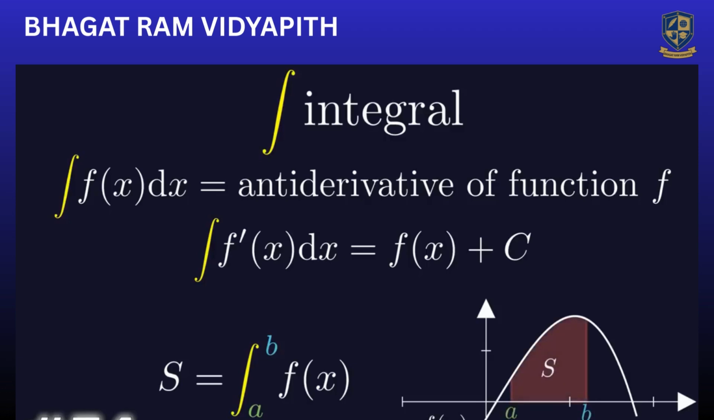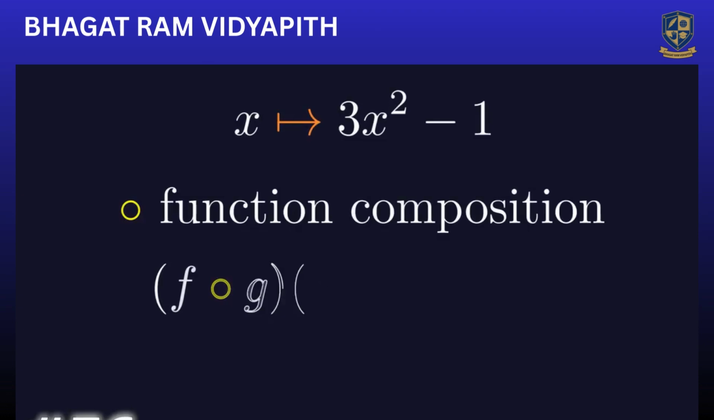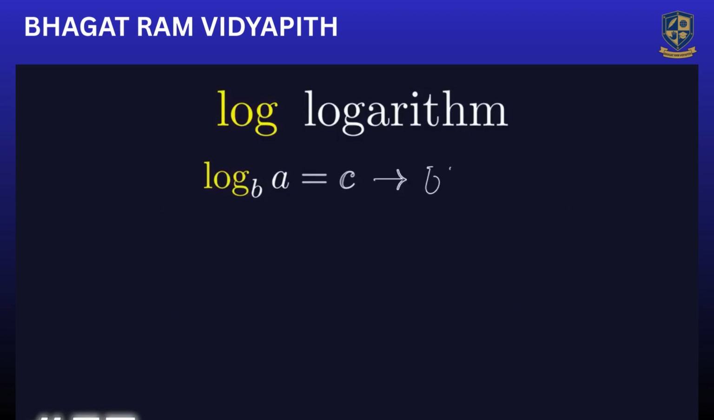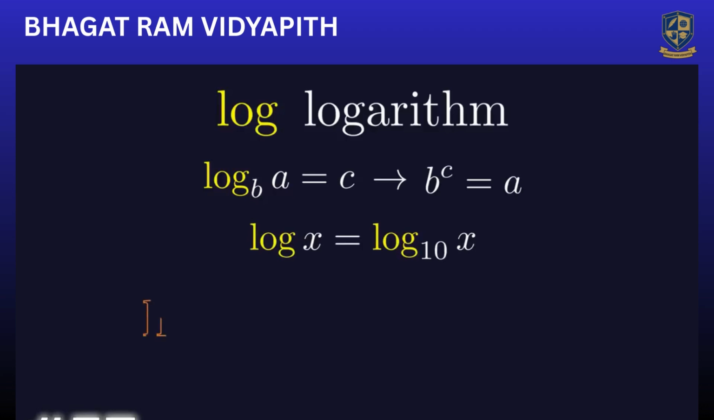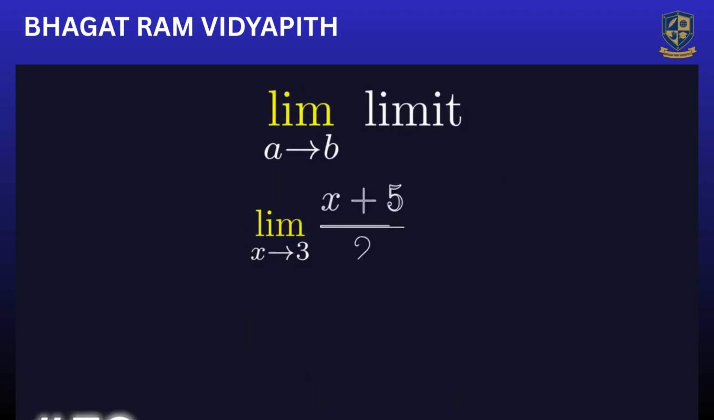Arrow is sometimes used to define a function without having to name it. Function composition is an operation that combines two functions. Logarithm is an inverse operation of exponentiation. Subscript denotes the base of the logarithm. Log without a subscript represents the logarithm with base 10. The natural logarithm denoted as ln represents a logarithm with base e.